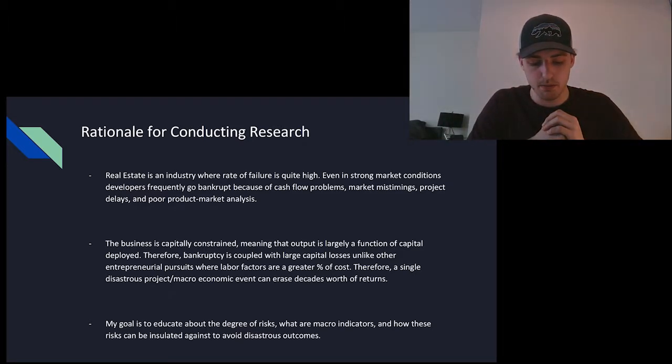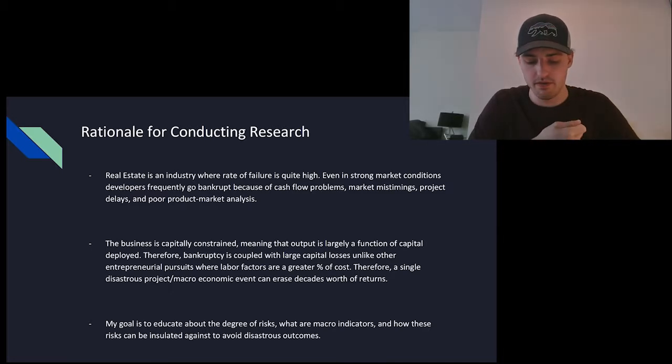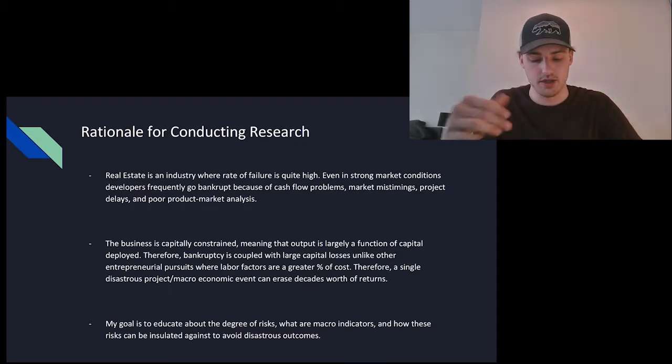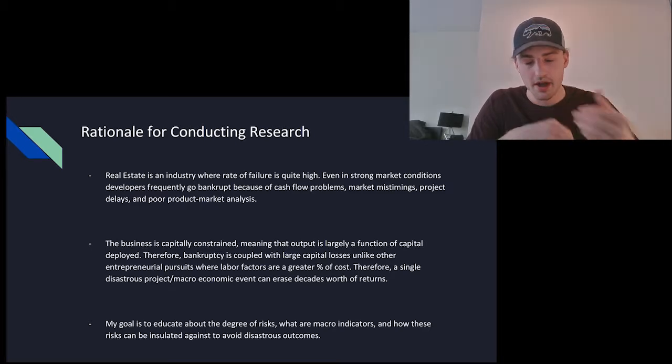The next idea is that the business is capitally constrained, meaning that output is largely a function of capital deployed. Therefore, bankruptcy is coupled with large capital losses, unlike other entrepreneurial pursuits where labor factors are a greater percentage of cost. Therefore, a single disastrous project or macroeconomic event can erase decades' worth of returns. And that's exactly what I was just talking about.